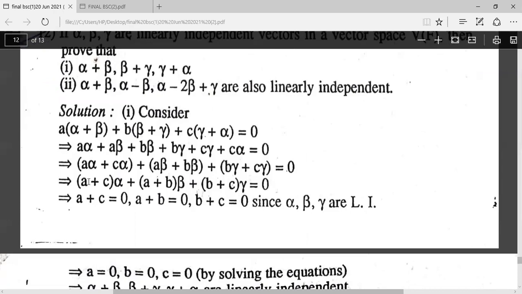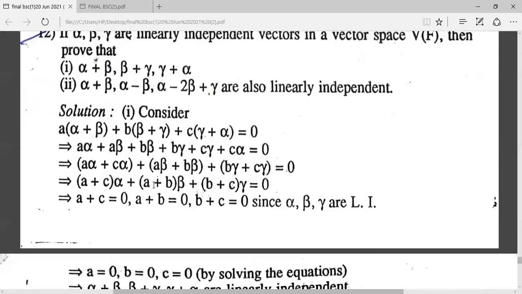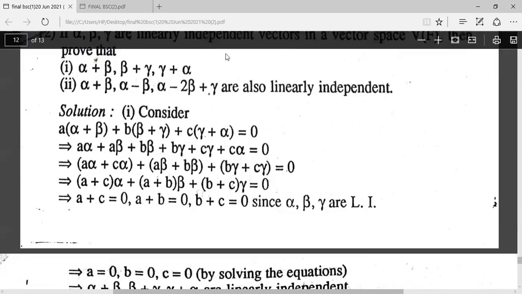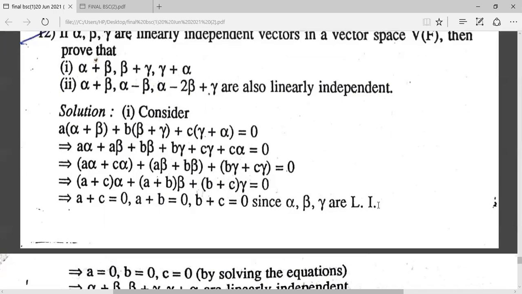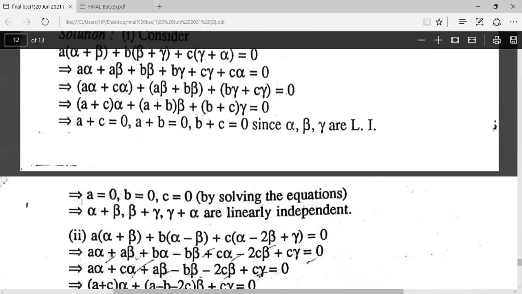C1 alpha, in place of C1 we have A plus C. C2 beta, in place of C2 we have A plus B. C3 gamma, in place of C3 we have B plus C. Since alpha, beta, gamma are linearly independent, the two terms in the brackets must be 0, because they are linearly independent. It is given. Therefore A plus C is 0, A plus B is 0, and B plus C is 0, because alpha, beta, gamma are linearly independent. This implies we have to solve.